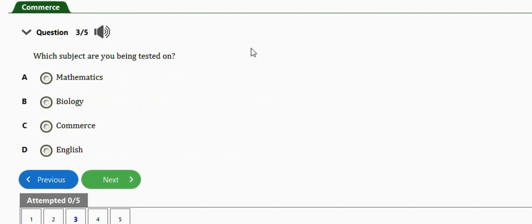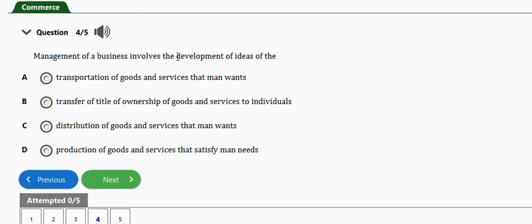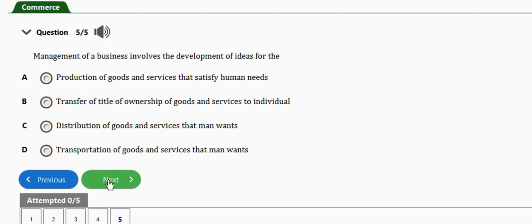Next question is this one. It says which subject are you being tested on? So it's commerce, option C. Next question. Management of a business involves the development of ideas of the... this is a repeated question. So the right answer is production of goods and services that satisfy human needs. Okay, option D.